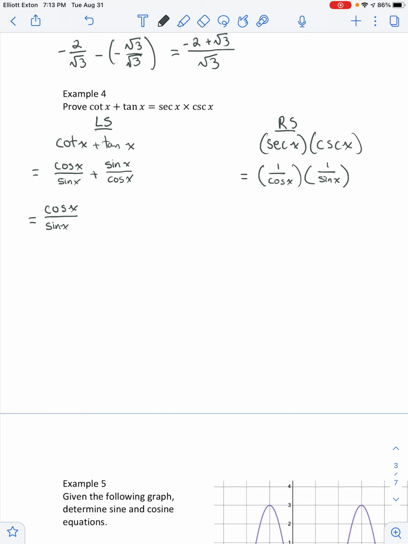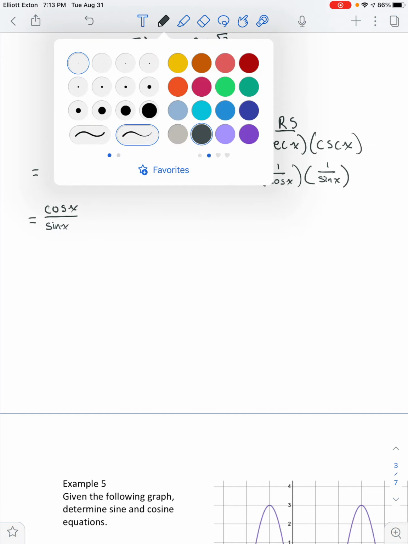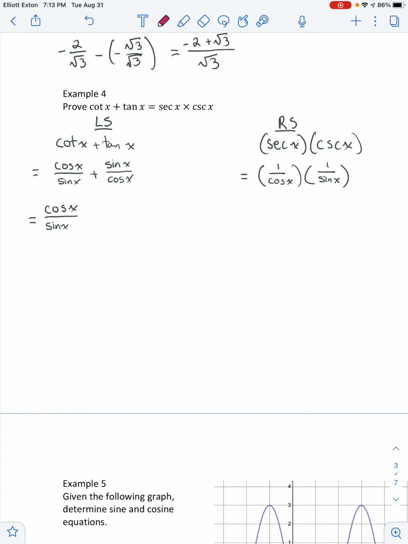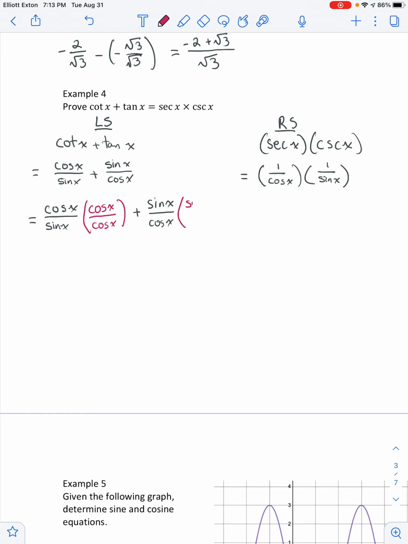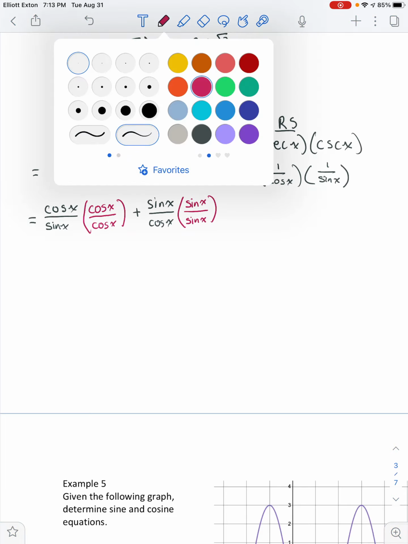So what I'm going to do is multiply the cos x over sine x by 1, but not just 1, I'm going to multiply it by cos x over cos x. To make my denominator sine x cos x, and then I'm adding sine x over cos x. And now to make the denominator the same on this side, I'm going to multiply by sine x over sine x. So I'm not changing anything because I'm just multiplying by 1, but this is a little trick we can use in order to make our denominators the same.